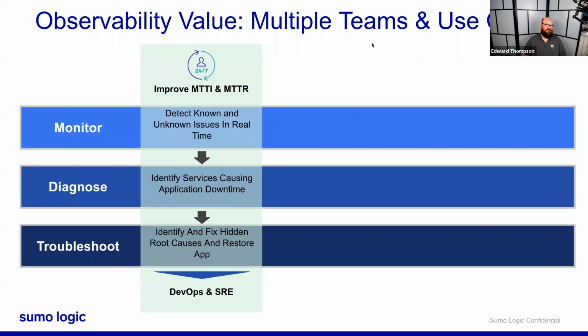The value that we provide in the platform is multiple teams and use cases for that same platform, for that same set of data. We've got use cases across the lifecycle of monitor, diagnose, troubleshoot, and that comes in for things like your DevOps and your SREs. They're looking to improve things like their mean time to identify and mean time to resolve. They're looking to detect unknown issues, identify problems, and basically resolve them.